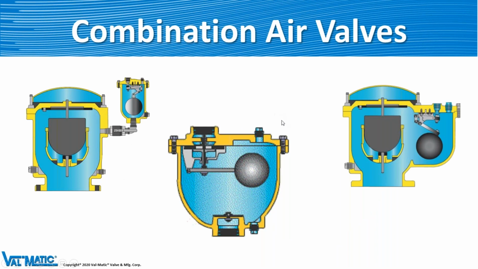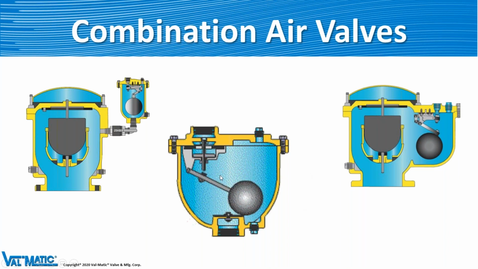So if we go from left to right, the one on the left is what we consider a dual body, dual float combination air valve, where the center one here is the vacuum, and this one over here is the air release. The one in the center here is the combination. It's a single body, one float.